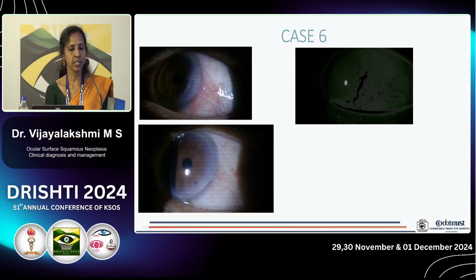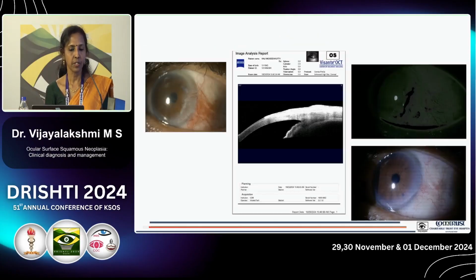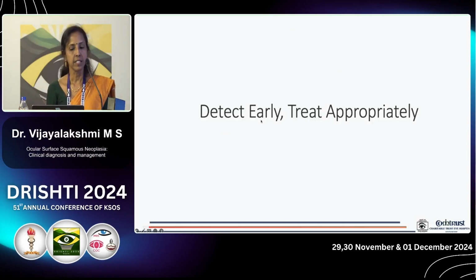Again, a patient with corneal and limbal OSSN responded well to this. HR OCT picture: as I said earlier, you can see the abrupt transition from normal to abnormal. So, detect early, treat appropriately. Thank you.